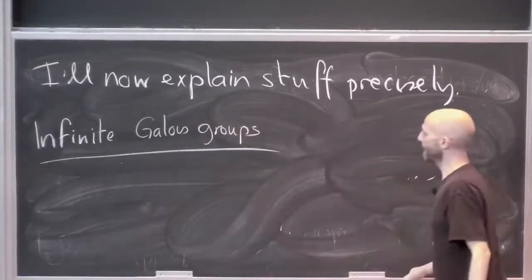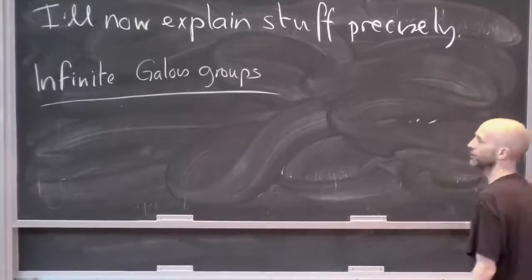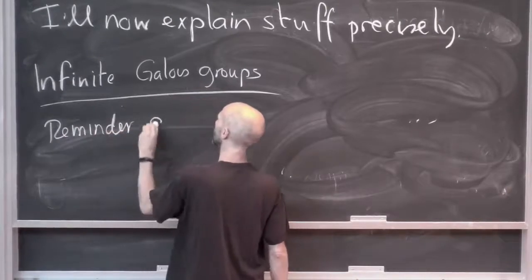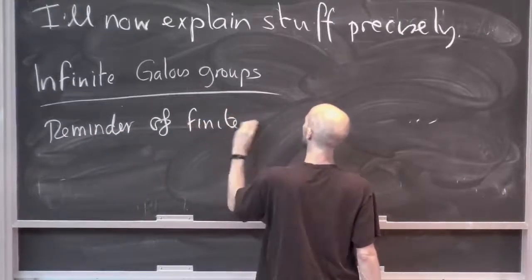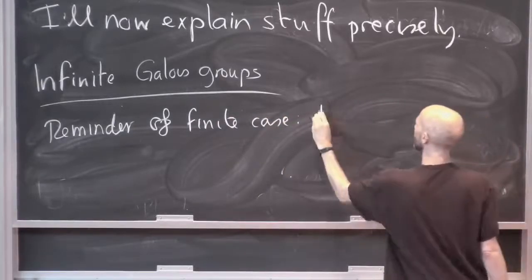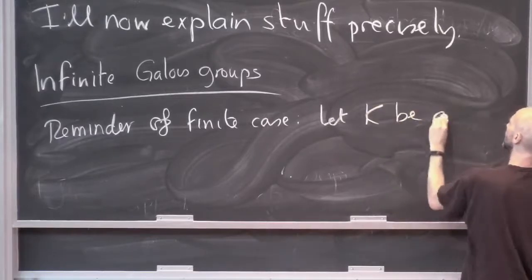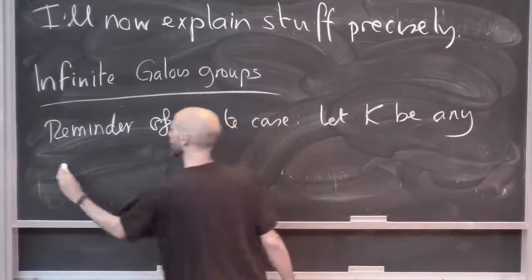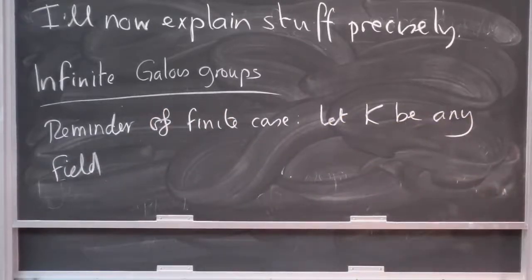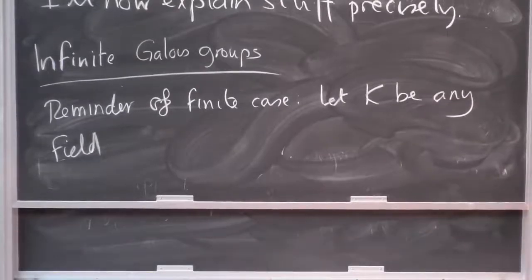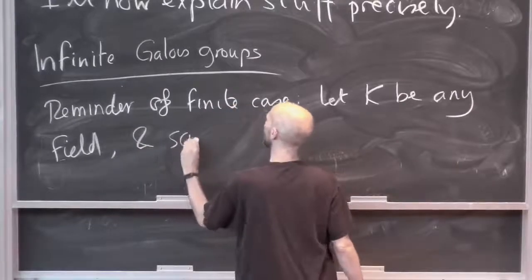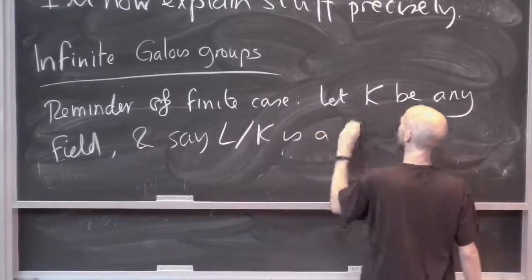So let's first have a reminder of the finite case. Let K be any field. So K is a field. How does Galois theory, from the point of view of undergraduates, go? Let's say L over K is a finite extension.